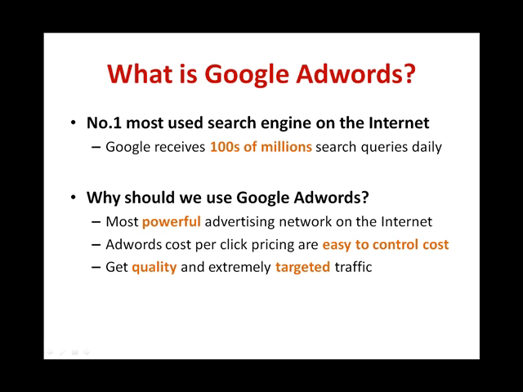Why this is so is because Google AdWords cost-per-click pricing makes it easy to control cost. No matter what your budget is, Google only charges your ad when a person clicks on your ad. AdWords ads are also displayed when a searcher queries specific keywords. This means that you'll be advertising to an audience who are already interested in what you'd be able to offer. As a result, you'll get highly targeted and quality traffic to your websites.